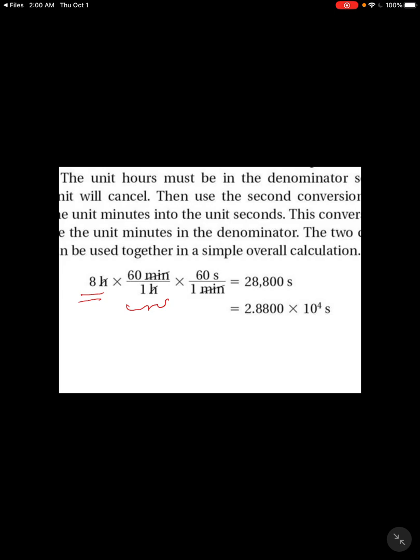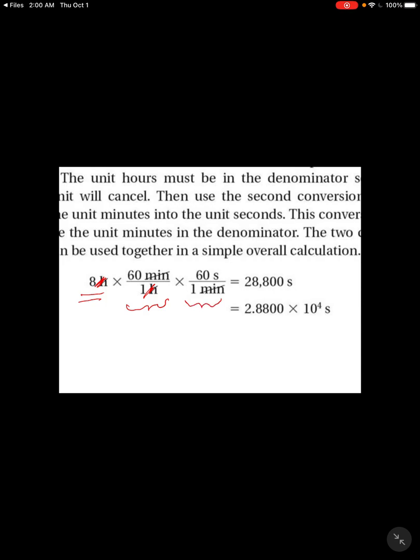Notice I put the hour in the denominator. I didn't use 1 hour per 60 minutes. I used 60 minutes per 1 hour so that my hours can cancel out. And then we have the other conversion factor of 1 minute for every 60 seconds.